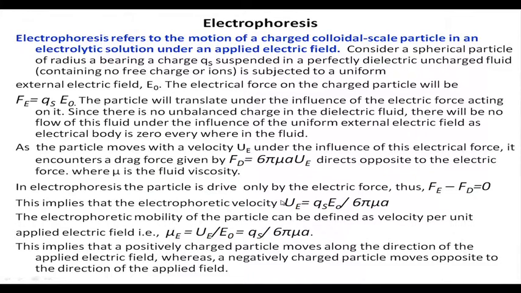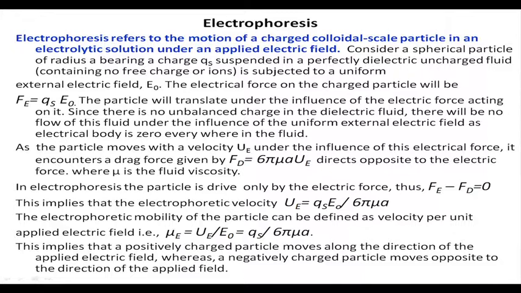Now, another important measurement we make is the electrophoretic mobility. That means the electrophoretic mobility is defined as the electrophoretic velocity per unit electric field. So, mu e is defined by u e by E 0, where E 0 is the applied electric field. So, that becomes Q s by 6 pi mu a.